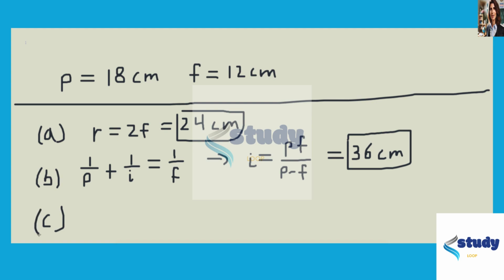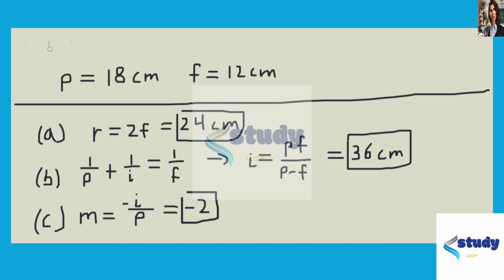Part C asks us to calculate the magnification of this image relative to the object that produced it. So it's minus i over p by definition. Plugging in those values, we find that this is equal to negative 2, which we can box in as our solution for part C.